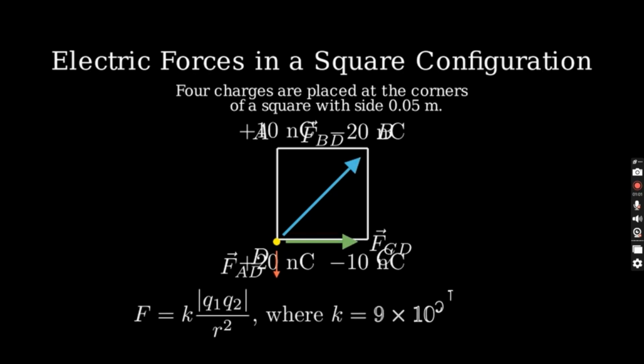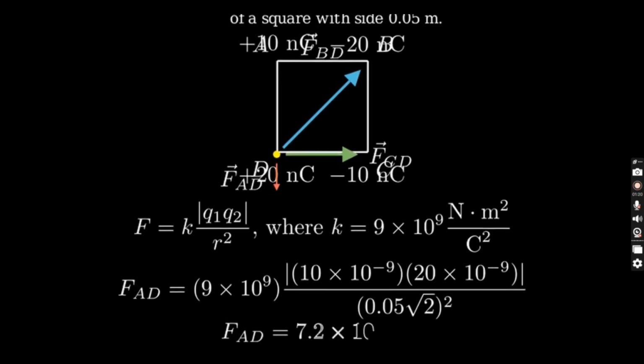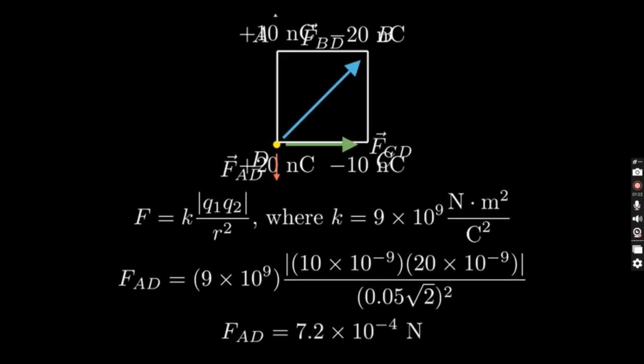The force between 2 point charges equals Coulomb's constant K times the product of the charges divided by the square of the distance between them. For the force between A and D, we have charges of positive 10 and positive 20 nanocoulombs, and the distance is the diagonal of the square, which is 0.05 times root 2 meters. This gives us a force of 7.2 times 10 to the negative 4th newtons.